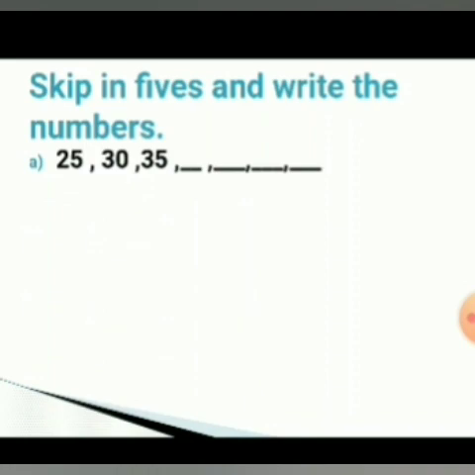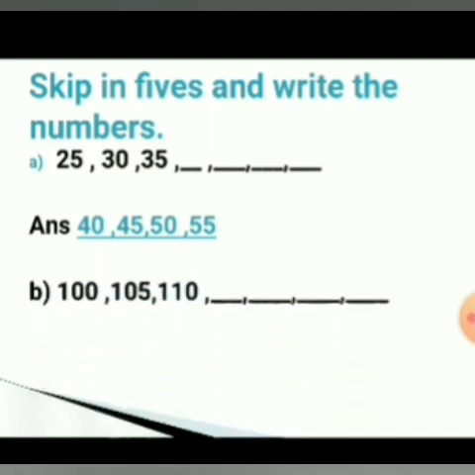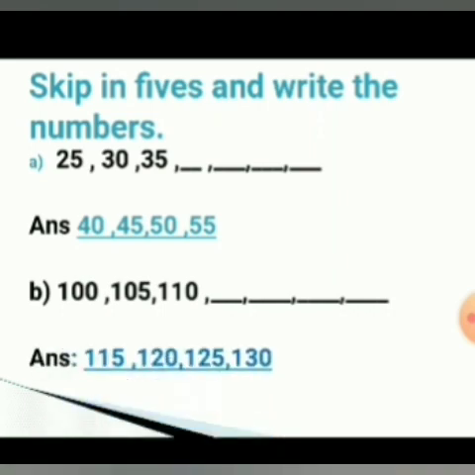Similarly, there is one question, 25, 30, 35 plus 5. 35 plus 5 becomes 40. 40 plus 5 becomes 45. 45 plus 5 becomes 50. And then 50 plus 5 becomes 55. See the next, it's a 3-digit number. 100, 105, 110. 110 plus 5 becomes 115, 120, 120 plus 5, 125, 125 plus 5 becomes 130.